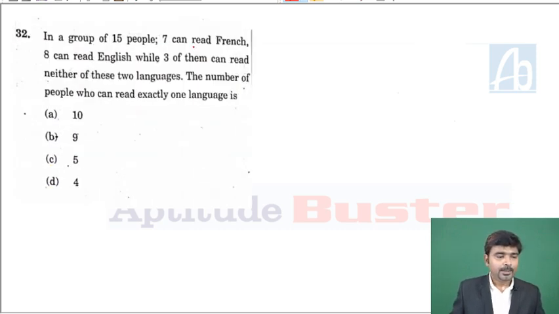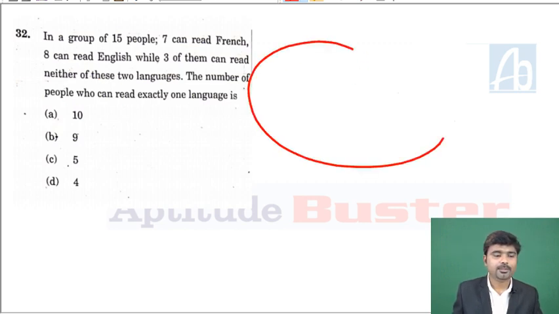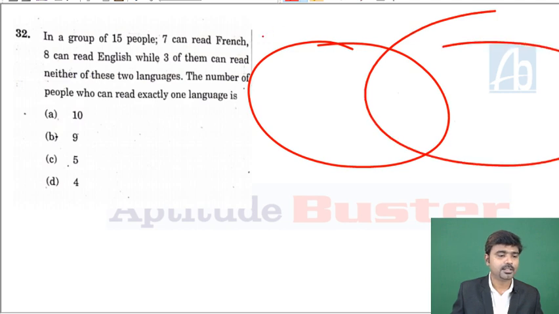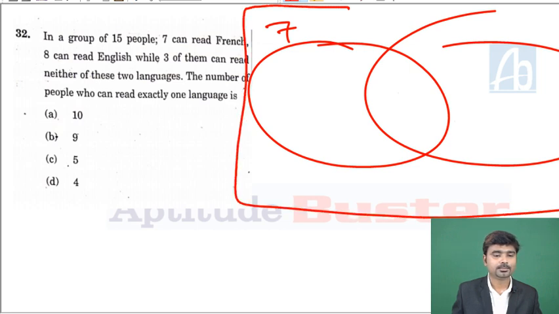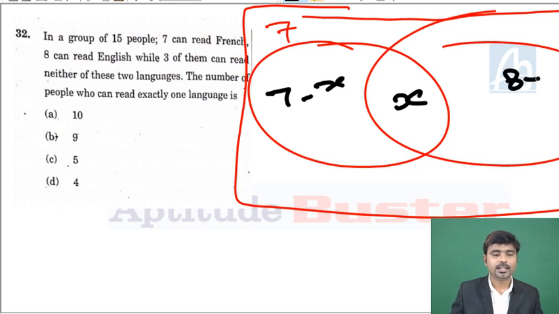In a group of 15 people, 7 can read French, 7 read English, while 3 of them read neither of the two languages. The number of people who can read exactly one language. See, if you put two circles, French is 7, then English is 8, and 3 of them go outside in the whole box, that is 3, right? So we know this one, this is x. If it is x, it's 7 minus x, this should be 8 minus x.